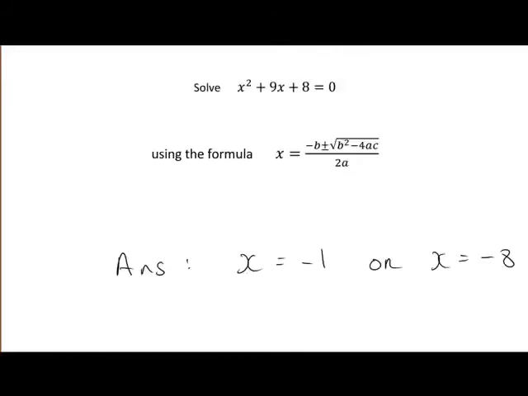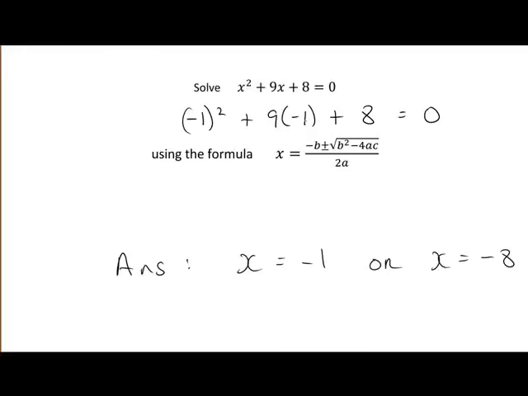So at this point we figured out our two answers, x equal to minus 1 or x equal to minus 8. If you wanted to check your answer, you'd just substitute for x with minus 1 and then minus 8. So we'll do that now. So if we sub in minus 1, it's minus 1 squared plus 9 times minus 1 plus 8 equal to 0. Minus 1 squared is plus 1.